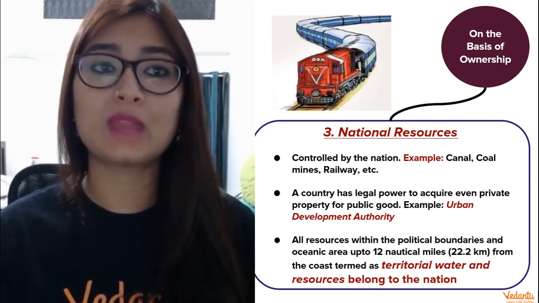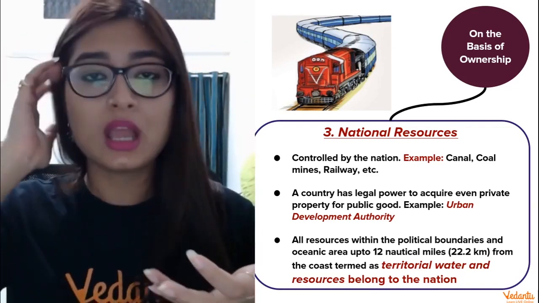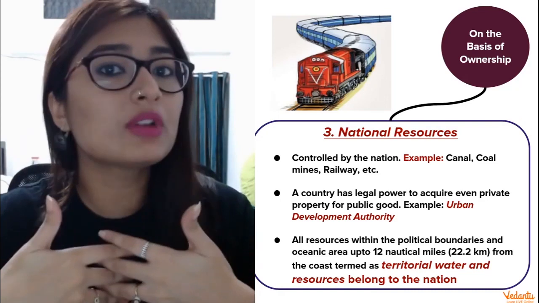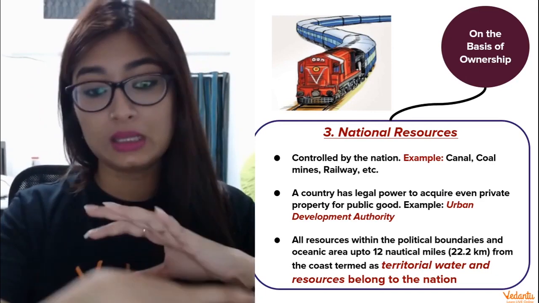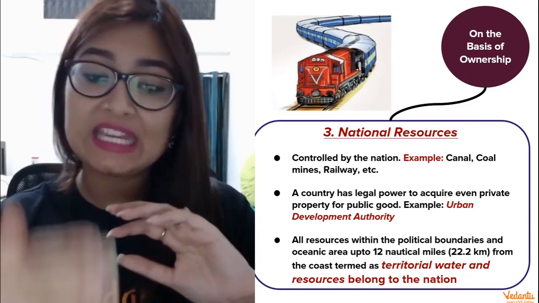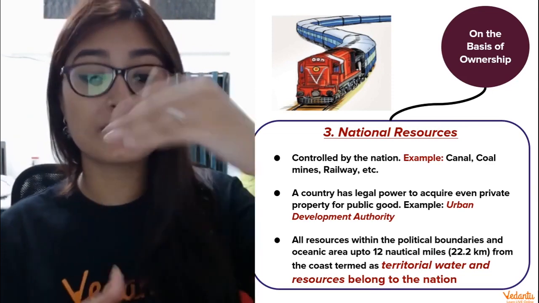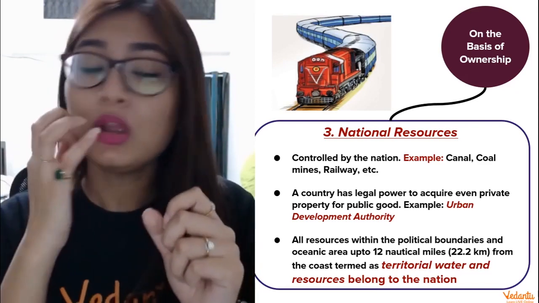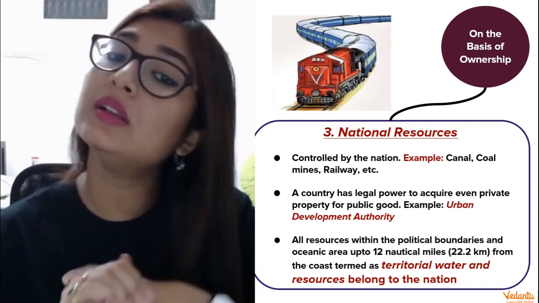But what about water? I mean, the water bodies go so far away, like the Indian Ocean, the Arabian Sea. I mean, it goes so far. Where do you exactly stop? I can say that the Indian Ocean belongs to India, but it doesn't. Okay, so whenever it is about water in oceanic area, the extent of ownership of any nation goes up to 12 nautical miles, which is 22.2 kilometers from the coast, termed as territorial water and resources. Okay, they belong to the nation up to 22.2 kilometers, which is 12 nautical miles.